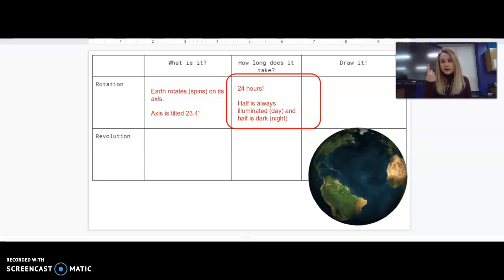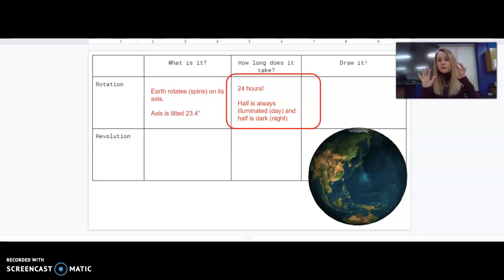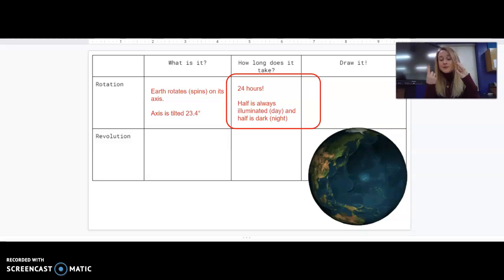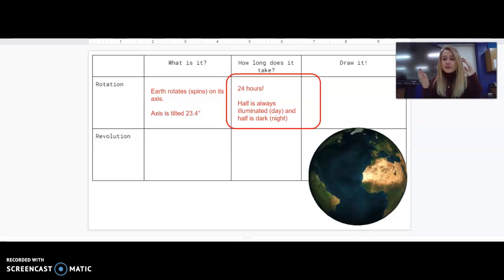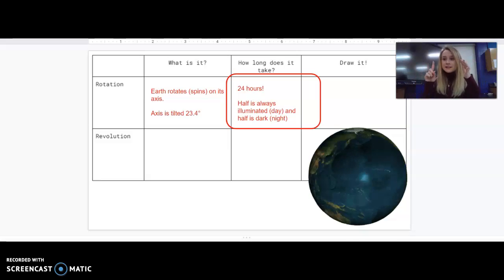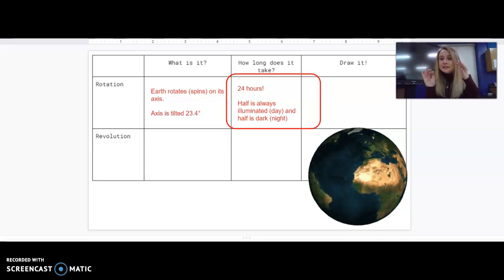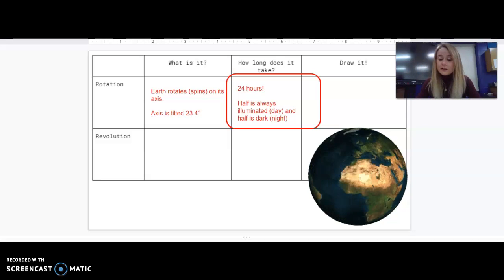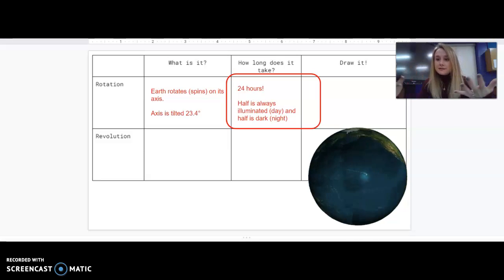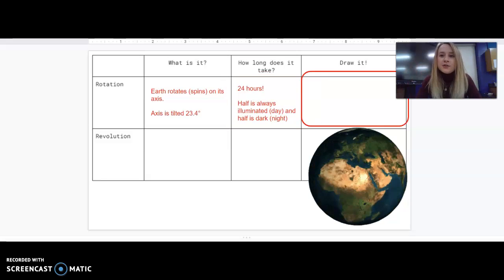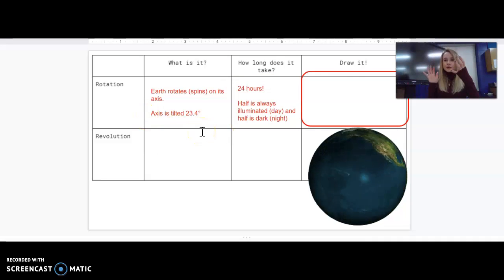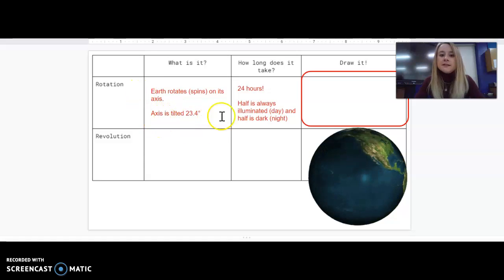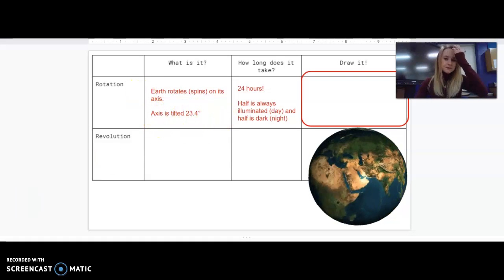As it's rotating, half of the Earth is always illuminated by the sun. And as it spins, whatever side happens to be on the sun side, that's day. That side will spin around, and then it's night when it's not facing the half of the Earth that's illuminated by the sun. And then I want you to draw it. What does it mean to rotate? You could draw a globe with an arrow representing that it's spinning, and it is a good idea to include this axis.